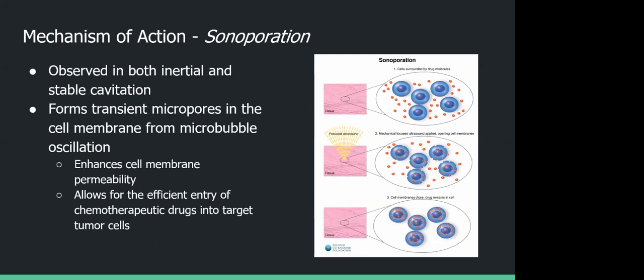Another mechanism of action is sonoporation, which is observed in both inertial and stable cavitation. Cavitation basically results in the creation of micropores in cell membranes, and these are little holes that allow for increased cell membrane permeability and allow for the efficient entry of chemotherapeutic drugs to target tumor cells.